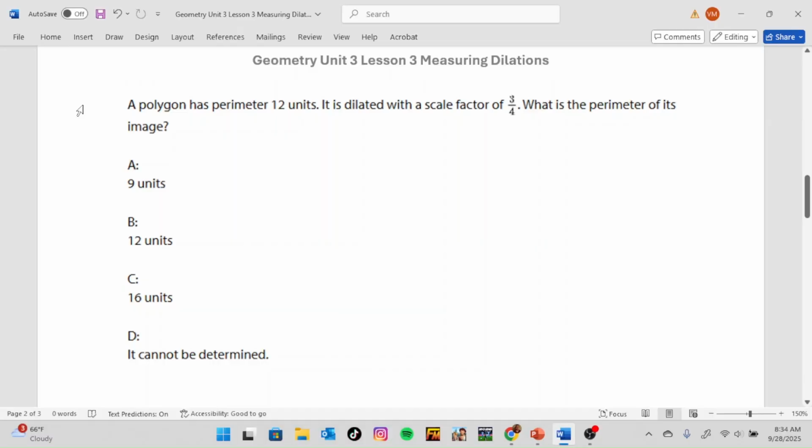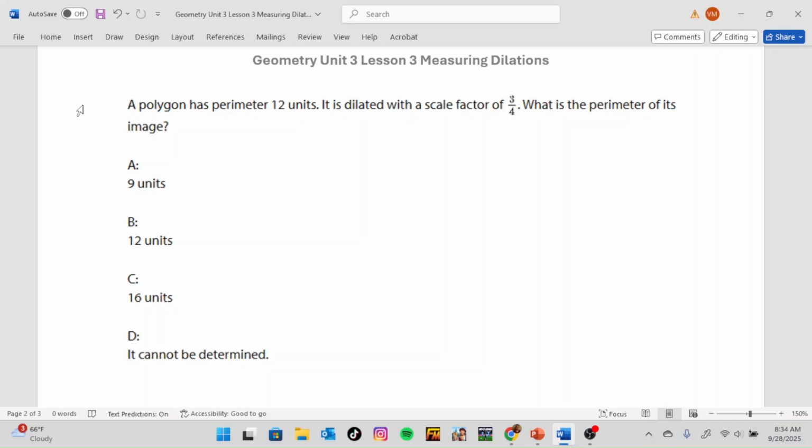Practice problem number 2. A polygon has perimeter 12 units. It is dilated with a scale factor of 3/4. What is the perimeter of its image?